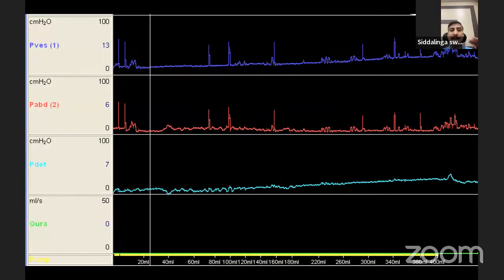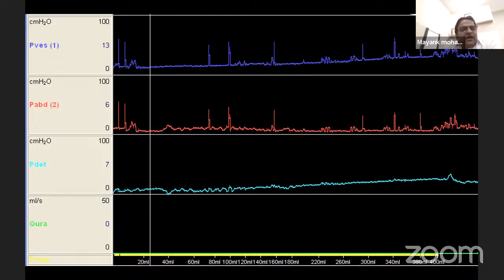All these five machines will have at least 5 lines. One will be P vesicle, P abdomen, P detrusor, which is computed, then flow rate, and then bladder volume. So these five things will always be there. If your machine doesn't provide these 5 things, don't buy that machine.